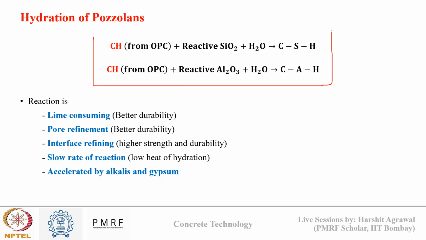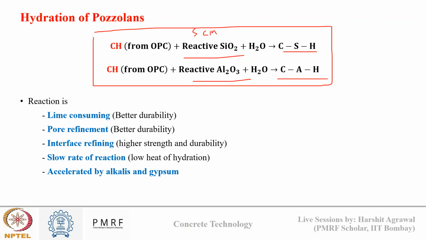So CH is coming from OPC, it reacts with reactive silica and alumina present in SCMs in the presence of water to form calcium silicate hydrates and calcium aluminate hydrates. Now, what are the benefits of this reaction? It is consuming lime, which is promoting durability. It is refining pores. It is enhancing the interface between aggregate and cement, which is increasing the strength and durability.